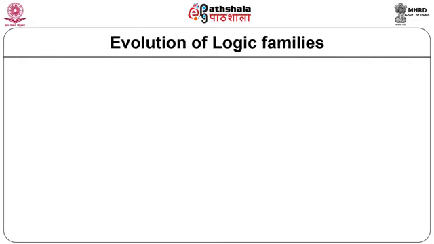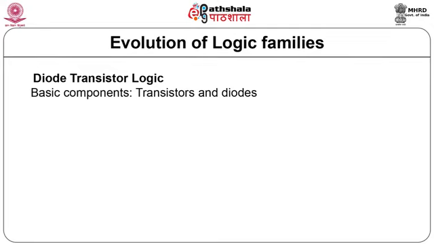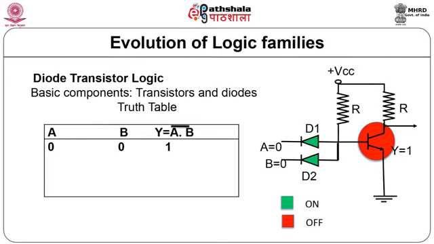Let us see the evolution of logic families. Consider the basic logic circuit, which is diode transistor logic. The basic components used in this logic circuit are diodes and transistors. Consider the basic NAND gate using diode transistor logic. You can see here 2 diodes and 1 transistor and some resistors.